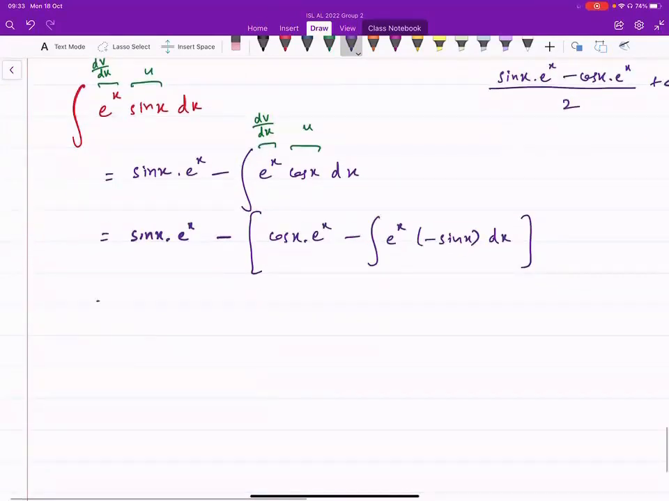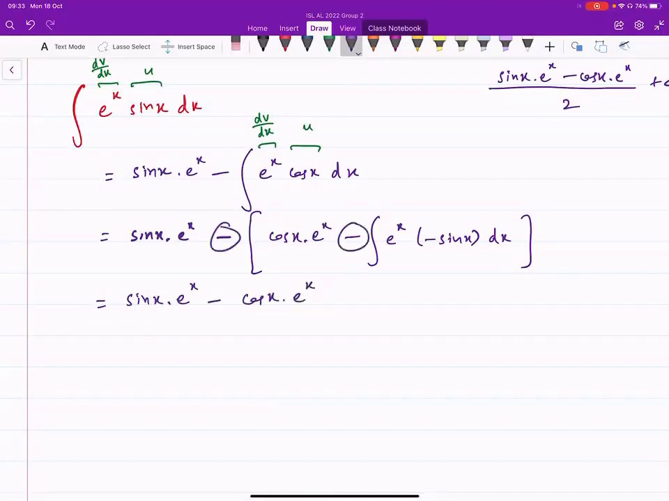Okay. So you get sin x into e raised to power x minus cos of x into e raised to power x. You've got this minus and this minus, so overall we have a minus here, integral of e raised to power x sin x dx. And now you've got exactly the same thing that we started from.